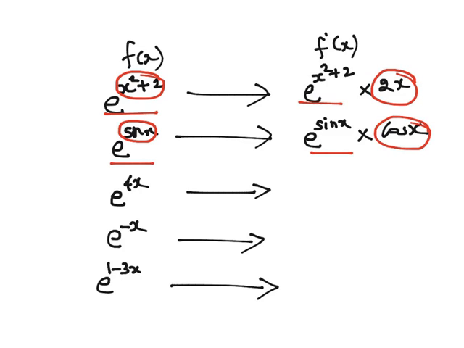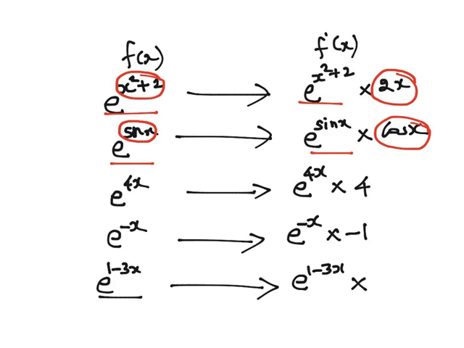Okay, now the answers are, for this one it is e power 4x multiplied by 4. Now for this one it is e power minus x multiplied with minus 1. Okay, now again e power 1 minus 3x is same, so e power 1 minus 3x multiplied with derivative of 1 minus 3x, which is minus 3. Okay, so isn't it simple, students? It's very, very simple.